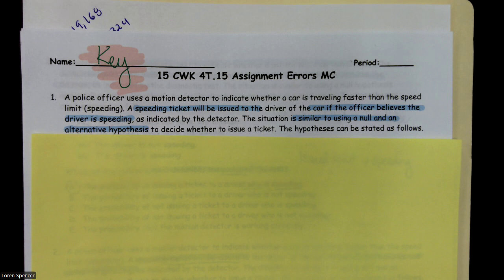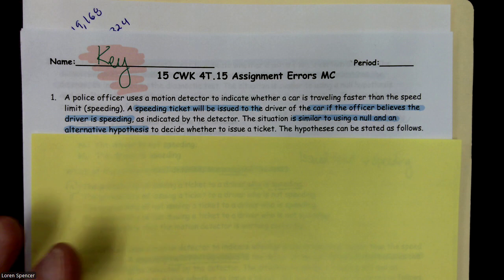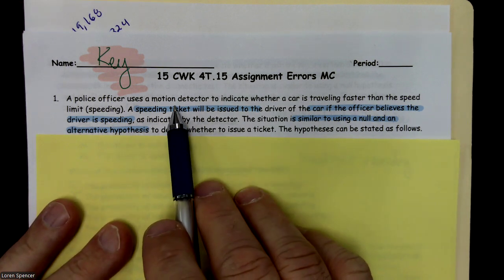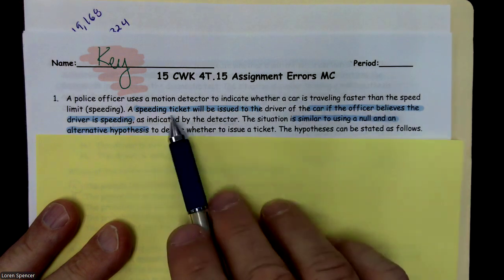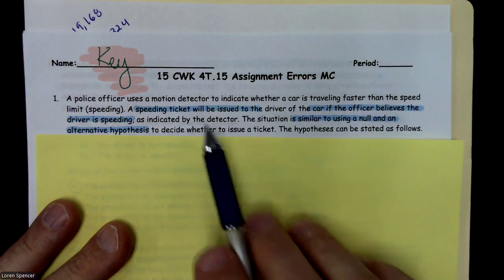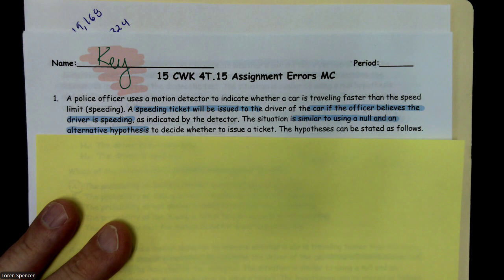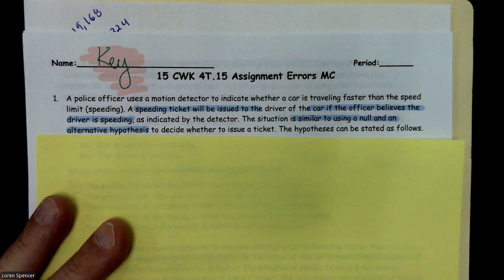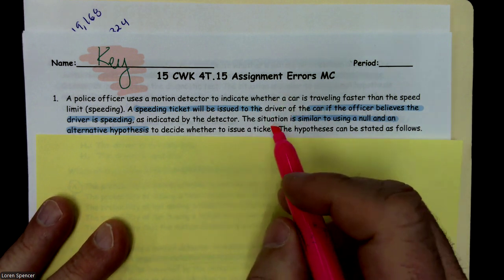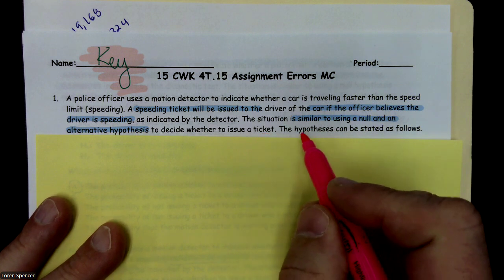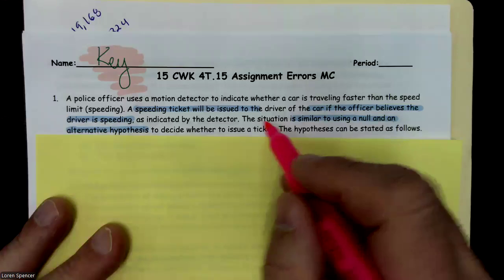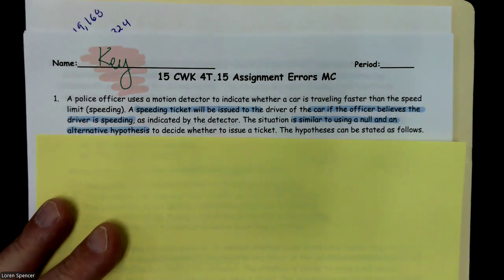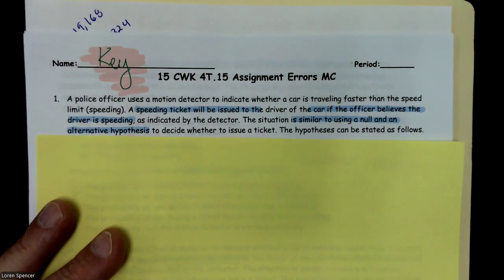This is a multiple choice assignment on errors. A police officer used a motion detector to indicate whether a car is traveling faster than the speed limit. A ticket will be issued to the driver if the officer believes the driver is speeding, as indicated by the detector. So if they're speeding, they get a ticket. The situation is similar to using a null and alternative hypothesis to determine whether to issue a ticket.